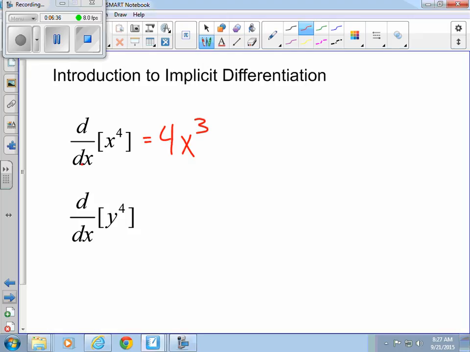But then I have to kind of ask myself what in the world this means. It asks me the derivative with respect to x, but then it says y to the 4th. Well, y could be anything, right? Could it be 3x? Could it be 5x squared? Could be anything, right? So when I do the derivative of y to the 4th with respect to x, what will I have to do?